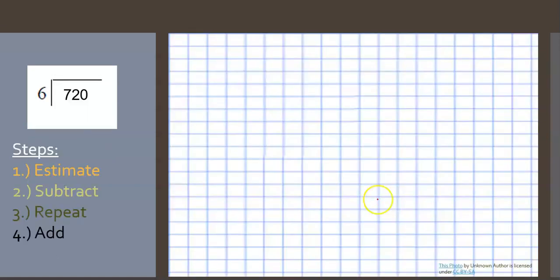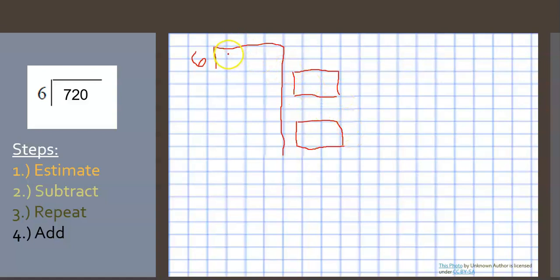720 divided by 6. So in my partial quotients problem, I'm going to draw this little hangman figure. And then I make some boxes over here on the right-hand side to help guide my answer. When you set up any problem in the partial quotients method, set it up like this. Put your divisor over here on the left-hand side, and then make your hangman, or a big number 7, however you want to look at it, and add some boxes.